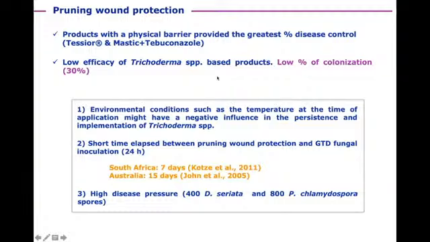The inconsistencies found in the Trichoderma products' performance in our study and previous reports could be due to different reasons. The first one, environmental conditions such as the temperature at the time of application, may have a negative influence on the persistence and establishment of Trichoderma species. The average of the daily mean temperature experienced in the week of the trial setup was around 7 degrees Celsius, a fact that could explain the low colonization obtained by Trichoderma-based formulations.